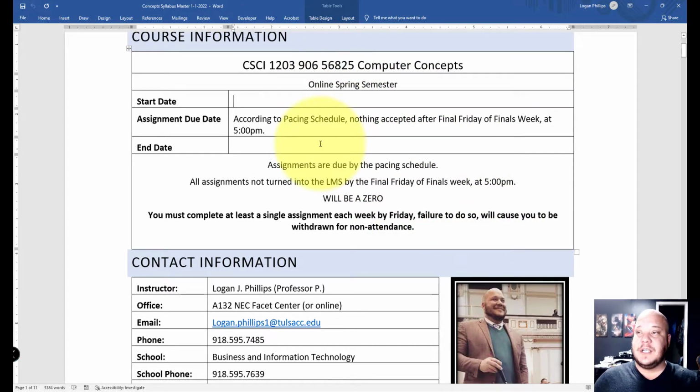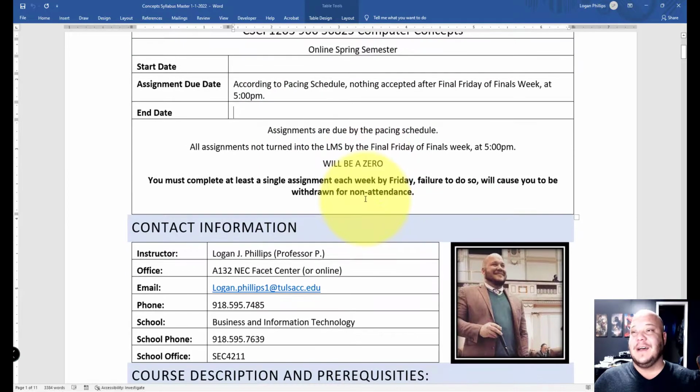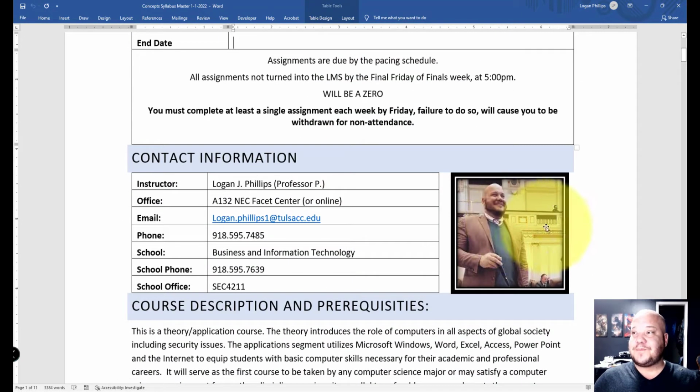Now, according to your syllabus, your start date and end date are according to your academic calendar. If there is an error on your start date or end date, that does not constitute a free-for-all; we will go by the academic calendar. As a professor, sometimes I make mistakes. So if you see an error, please let me know.